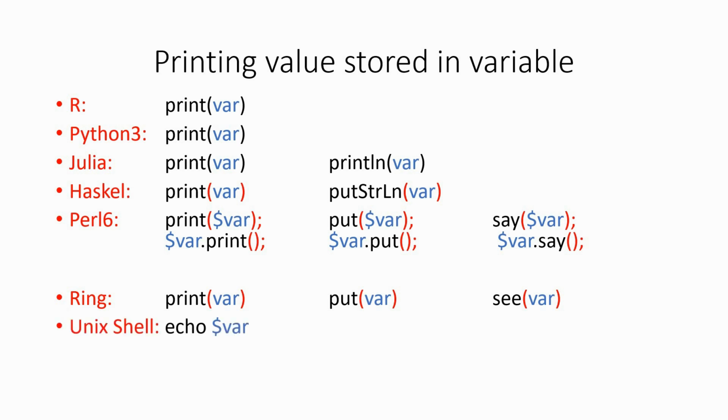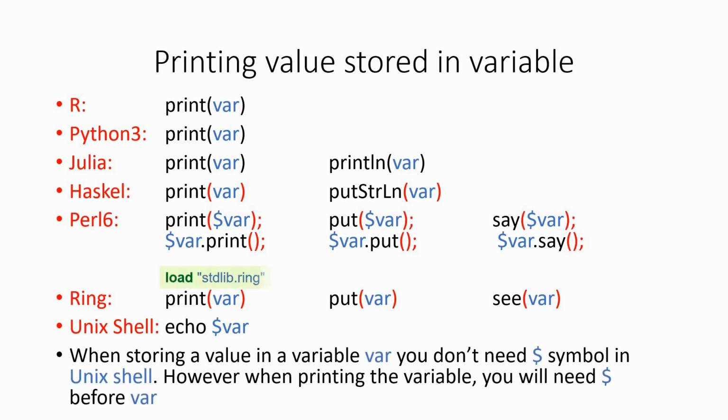In Unix shell, we now get a difference. The variable name has now become identical to the Perl 6 language. Okay, while storing the value in the variable, in Perl 6 you used dollar symbol there as well. But in Unix shell, you didn't use the dollar symbol while storing the value in the variable. You just typed var. But while printing, you will have to use the dollar symbol with var in the Unix shell. Also remember that before using the print command in Ring program, you will have to load the stdlib.ring file. However, for put and see, you don't need to load that file.